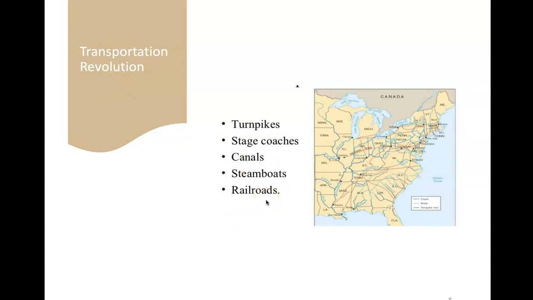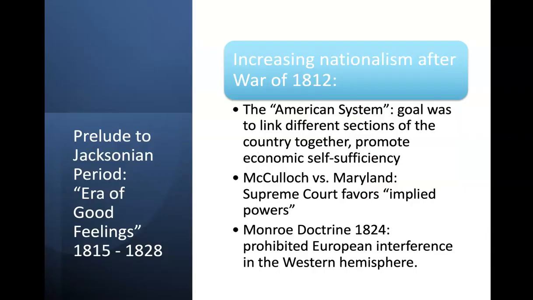Now, railroads, I should mention, get invented in the 1830s, and you won't have a transcontinental railroad until 1869, after the Civil War. So don't get the idea that you have railroads connecting the east to west, right? But eventually, at the end of the transportation revolution, you will.